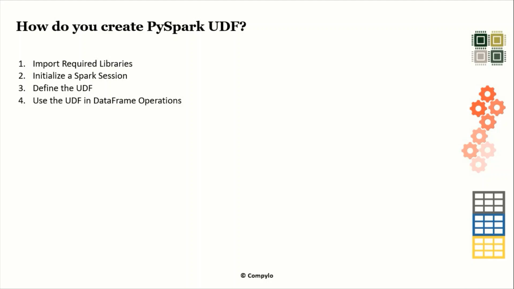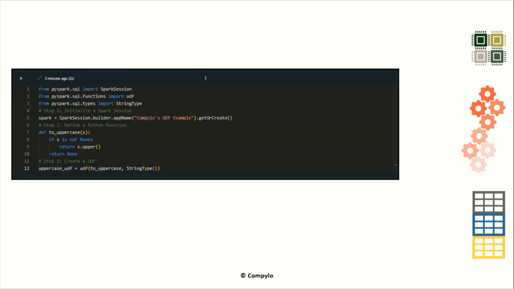Let us discuss an example of how to create a simple UDF that converts a string to uppercase. So here, what we are doing is we have used the builder function with appName and getOrCreate. And after that, we have defined a to_uppercase user-defined function where it is using the s.upper function to convert the lowercase to uppercase.